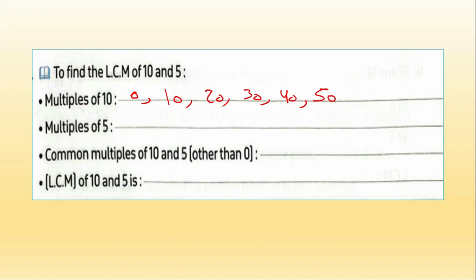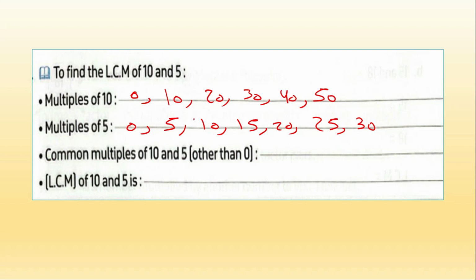Okay. Since he did not tell you up to which number, it is best to list multiples until 3 or 4 common multiples appear. Multiples of 5: 5 by 0 is 0, 5 by 1 is 5, 5 by 2 is 10, and so on: 15, 20, 25, and 30. Okay, so write the common multiples of 10 and 5.